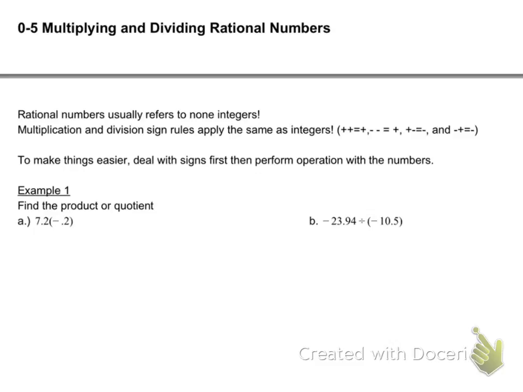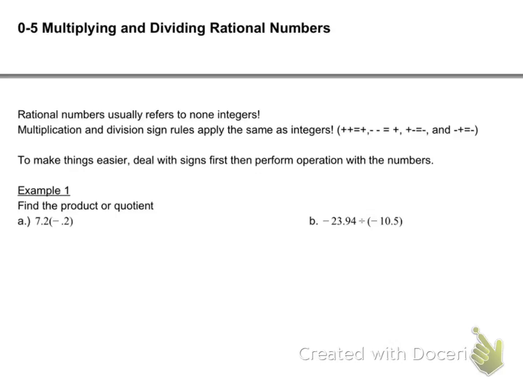So the biggest thing here is rational numbers usually refer to non-integers. Yes, even though integers can be called rational numbers, because they can be written as fractions. Multiplication and division sign rules apply the same as integers. We multiplied and divided integers, the nice numbers, and we said that when you multiply positive times positive, you get a positive. You multiply negative times negative, you get a positive. If you multiply a combination of a positive and a negative, you will end up with a negative. So there are only three outcomes when multiplying numbers here.